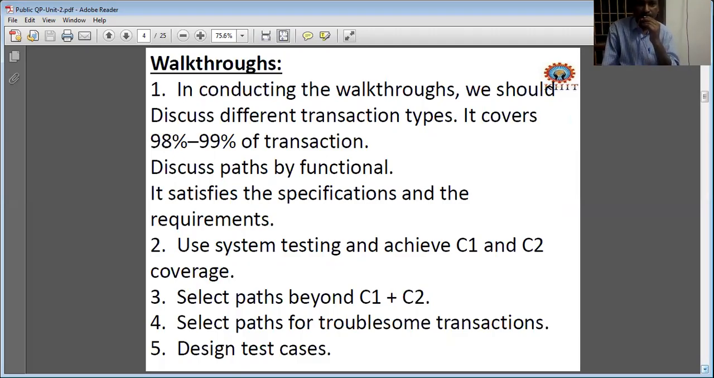Next, number 2. Use system testing and achieve C1 and C2 coverage. Next, select paths beyond C1 plus C2. Select paths for troublesome transactions also. Then next, design test cases.